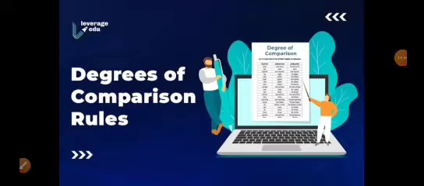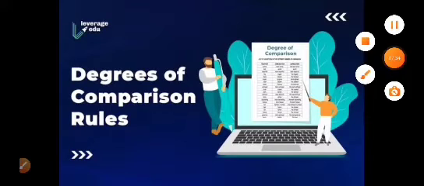Now our next topic is the degrees of comparison of adjectives. There are certain degrees of comparison that we are going to read in this chapter. After going through the meaning of adjectives, we are going to read about the degrees of comparison. So what is degrees of comparison? Whenever we are comparing the quality of something, or whenever we are comparing anything, then we use certain degrees, and those degrees of comparison we are going to read in this chapter.